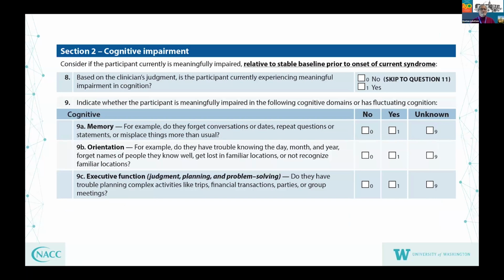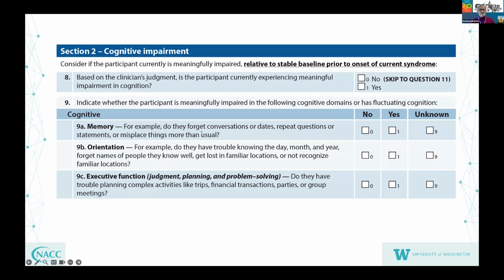With regard to cognitive impairment, we want to see if the participant is meaningfully impaired relative to the stable baseline that we refer to. In your judgment, is the participant currently experiencing meaningful impairment in cognition? Yes or no? A no skips out. If there is meaningful impairment in cognition or there's fluctuating cognition, we ask you to rate whether any one of these following domains are affected: memory, orientation, executive function on this page.